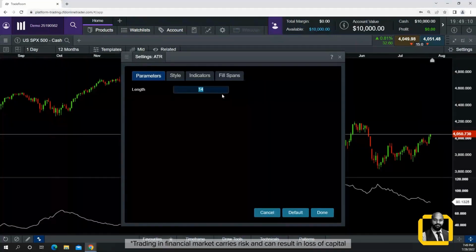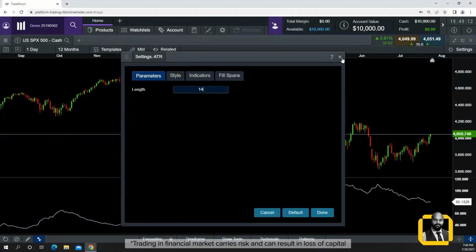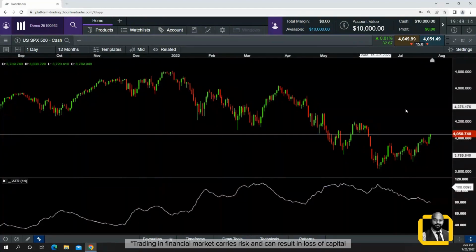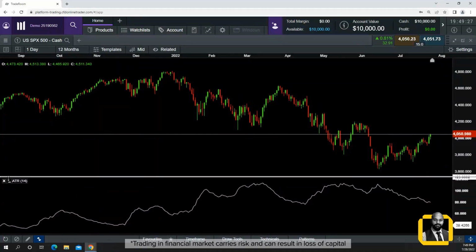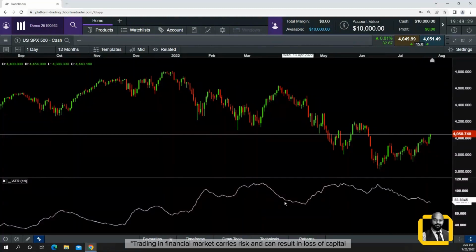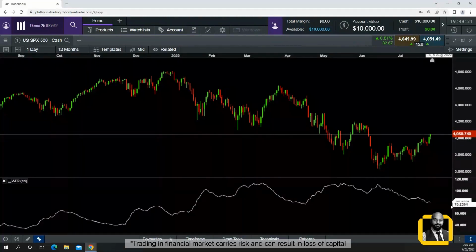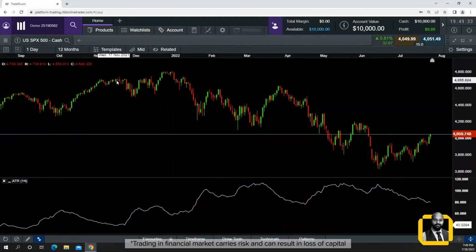What I would recommend is to stick with 14 for the beginning, because that is the standard that most of the technical indicators are based on. You can modify it as you backtest more into the past and see which one gives you the best results. Now, in this case, I'm looking at 14 days. In the last 14 days, the average is about an $80 move in a single day.